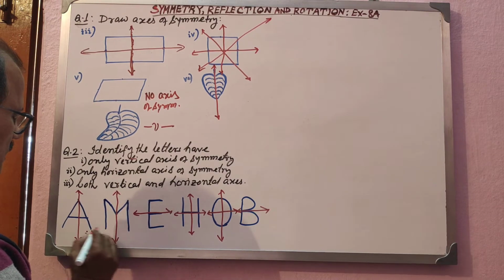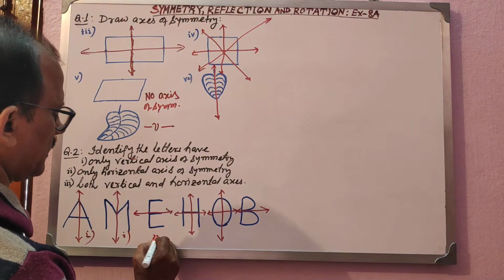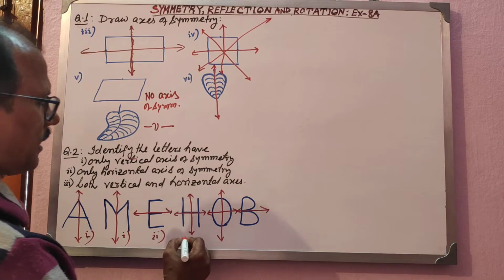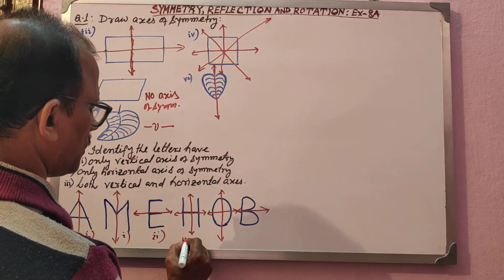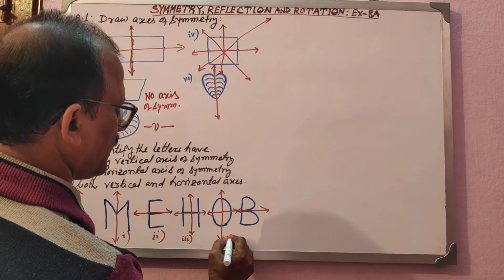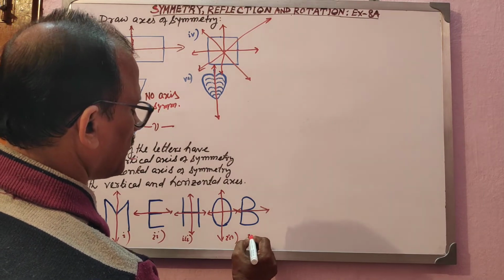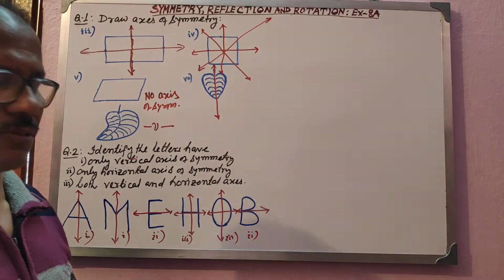This is coming under first criteria. This is also coming under first criteria. This is coming under second criteria. This is coming under third criteria both. And this is coming under third criteria again, and this is coming under horizontal, that is second criteria. Got it? This way you have to solve.